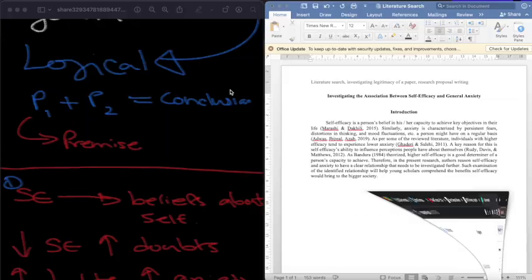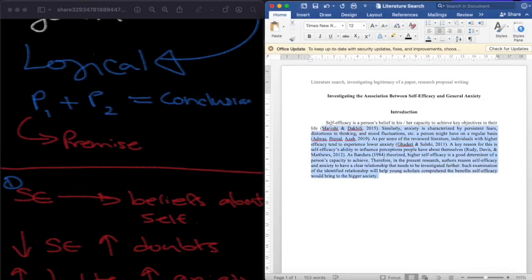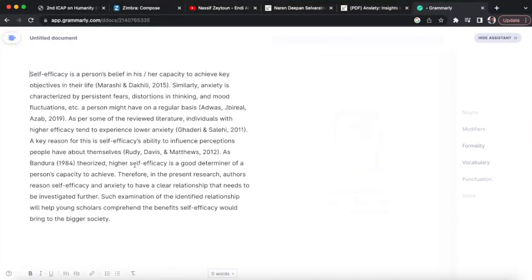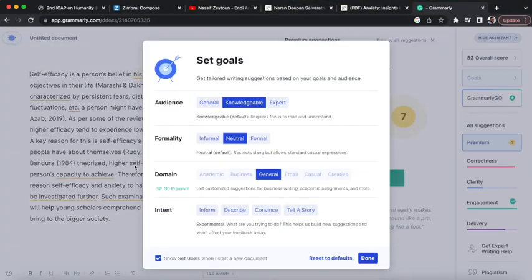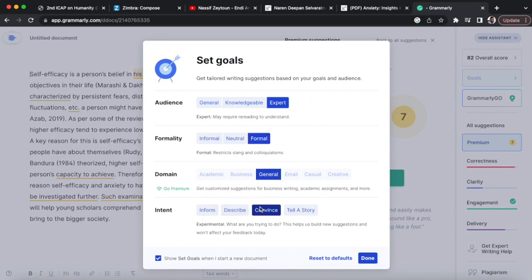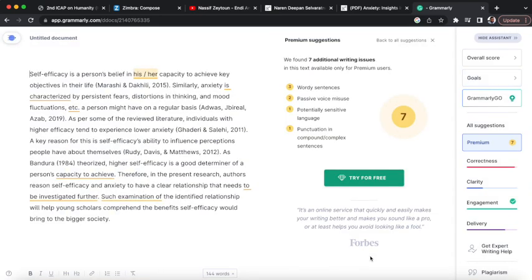Now I'm going to just copy and paste it here. Even if you are a seasoned writer, still you might make little mistakes. So I need to set my goals here. My audience is an expert audience. Format needs to be very formal. Domain is general, and intent is to convince. Done.